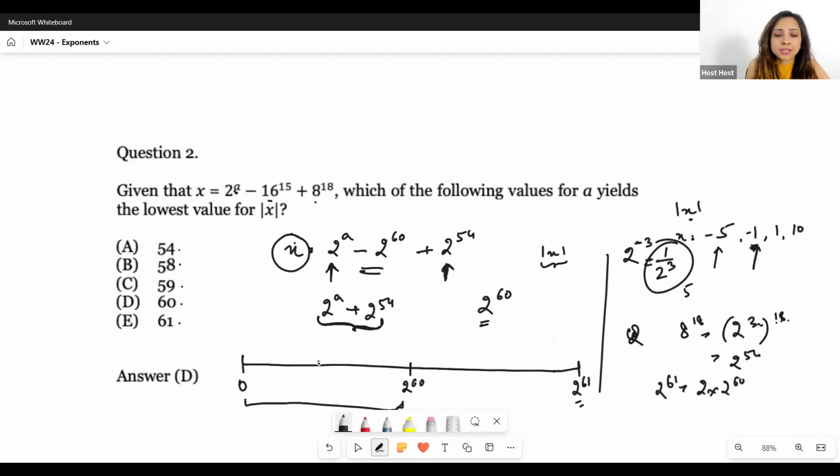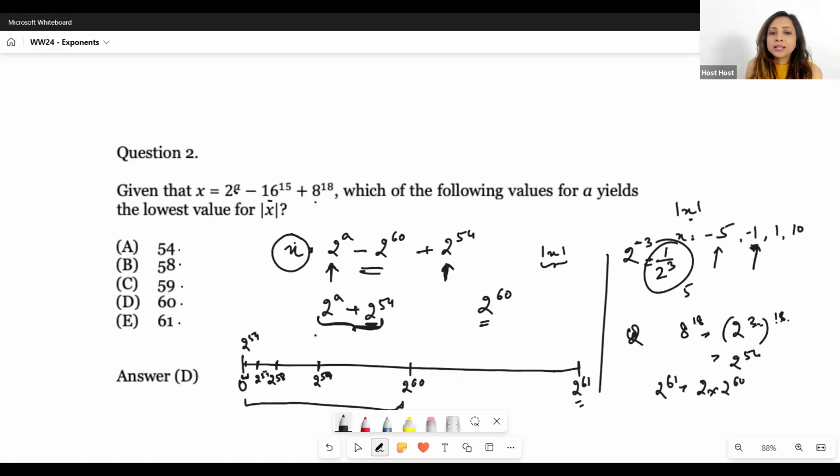What about 2 to the power 59? I'll say it will be somewhere here, right in the middle of 0 to 2 to the power 60. Same logic, here is 2 to the power 58. Same logic here, 2 to the power 57. So where is my 2 to the power 54? It's somewhere very, very close to 0 in comparison with the other powers. It's right here somewhere. This would be my 2 to the power 54. It will be this tiny distance, relatively speaking.